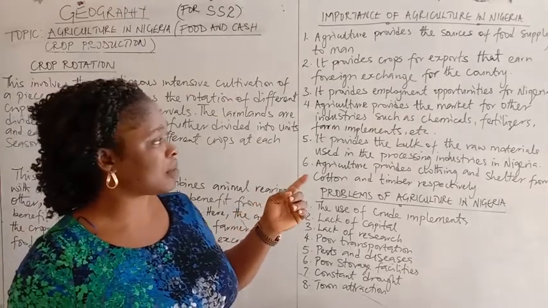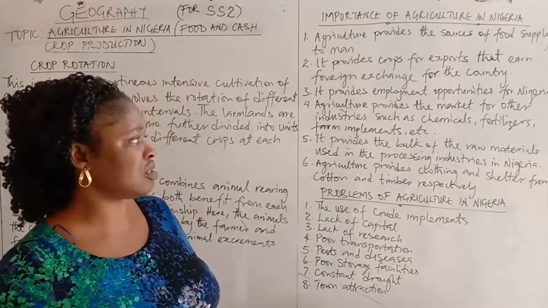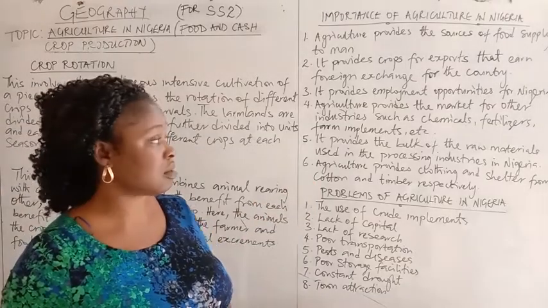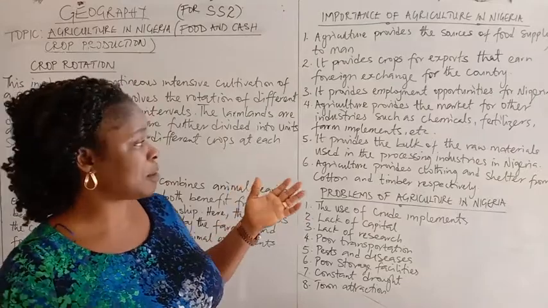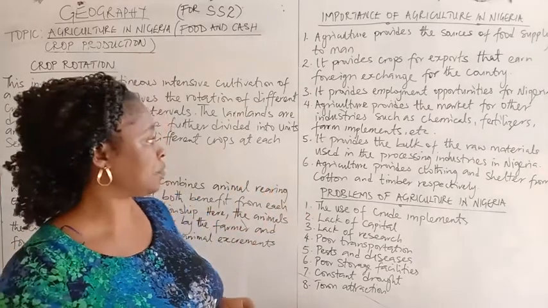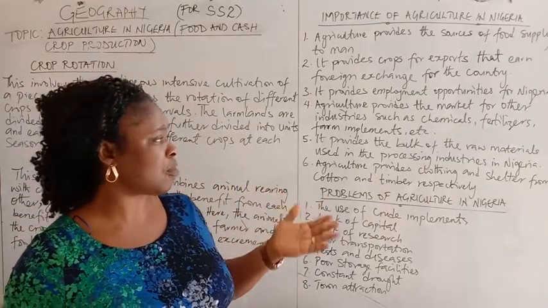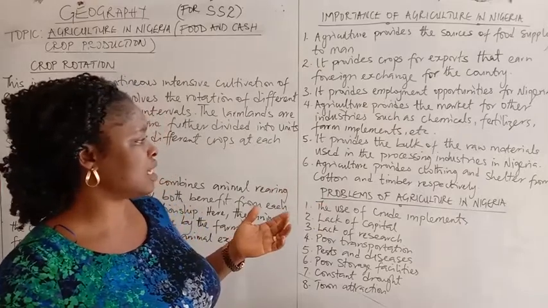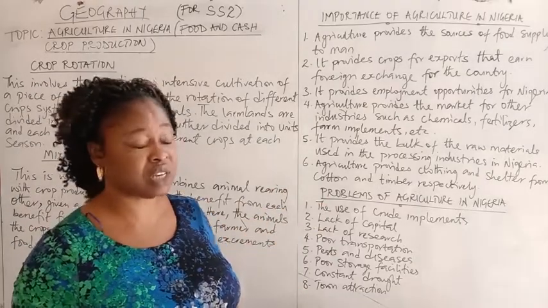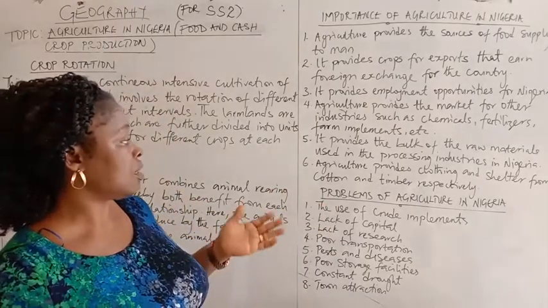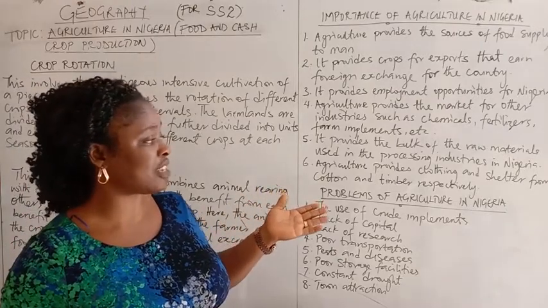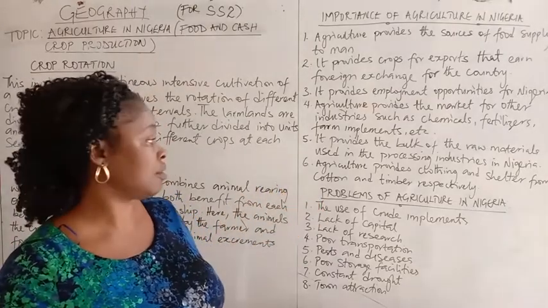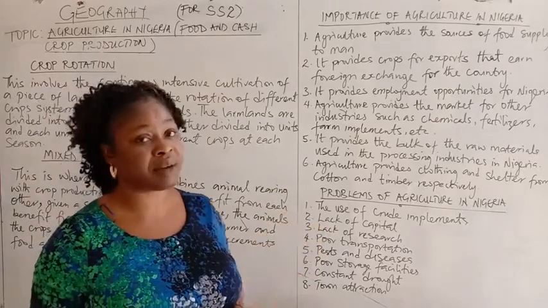4. Agriculture provides the market for other industries such as chemicals, fertilizers, farm implements, etc. 5. It provides the bulk of the raw materials used in the processing industries in Nigeria. 6. Agriculture provides clothing and shelter from cotton and timber, respectively.